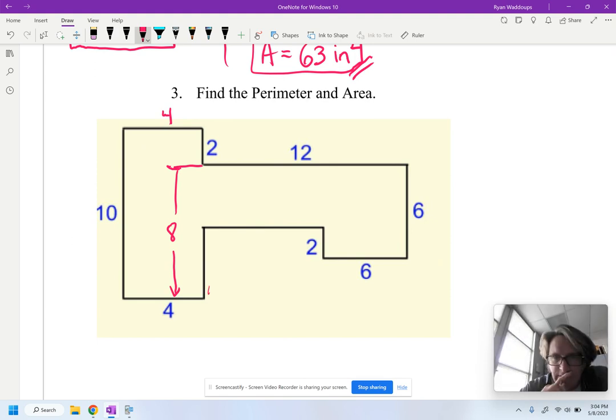So let's think here. If this is 6, then I can take this up here and say that this is 6 up here as well. And the 12, even though it doesn't look like it, this then would be 6 also, because 6 plus 6 is this 12, which means that this is 6 right here.